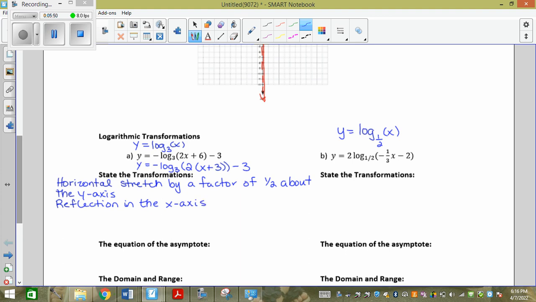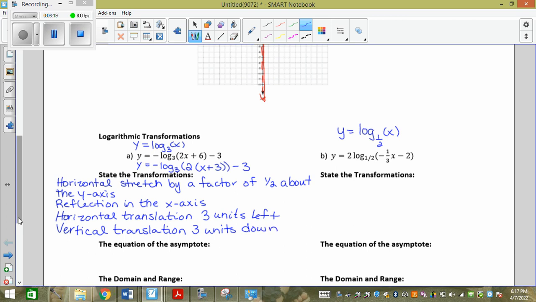Our translations: we have a horizontal translation three units left, because it's a plus 3. And we have a vertical translation three units down.